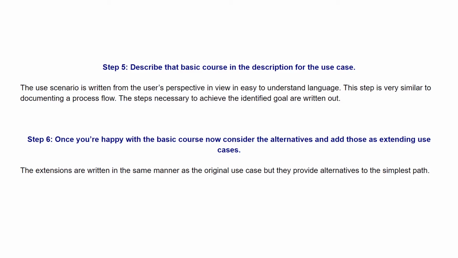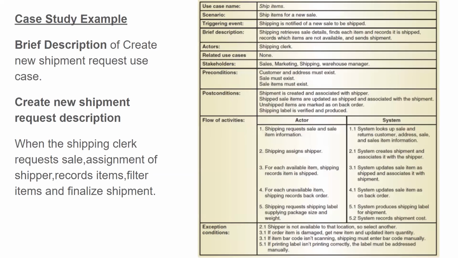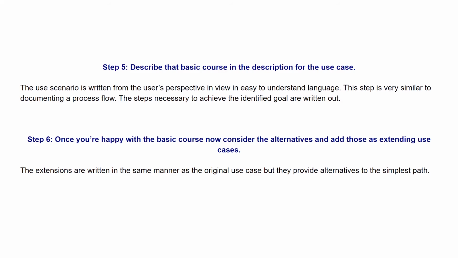So basically, for example, like I said just now, booking a ticket and so on and so forth. And then finally, once you're happy with the basic course, now consider the alternatives and add those as extending use cases. The extensions are written in the same manner as the original use case, but they provide alternatives to the simple path. And just like the previous slide, we said that there might be errors or things that happen that are out of the ordinary, and those will be put in here.